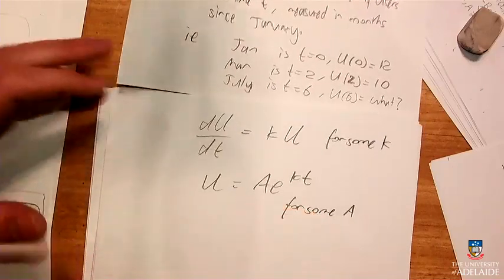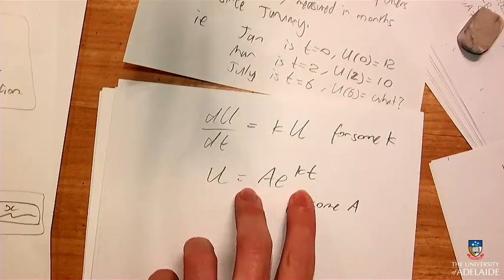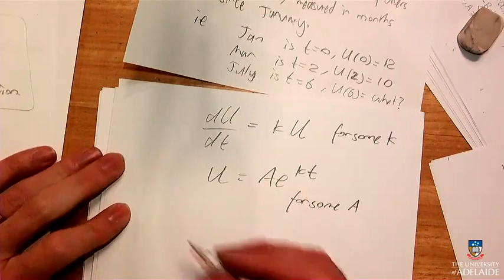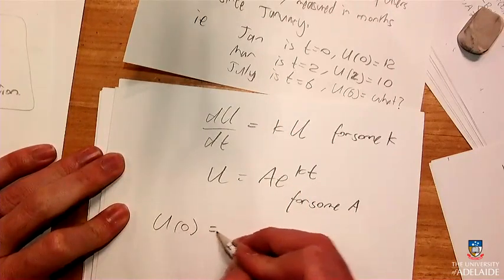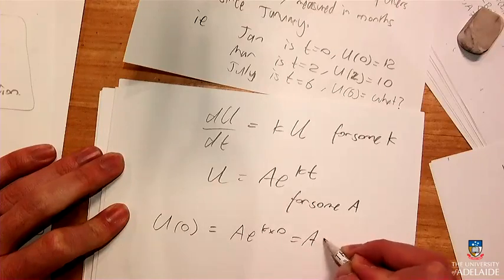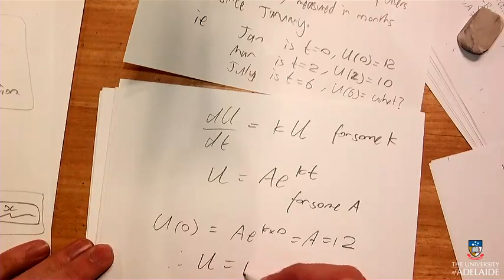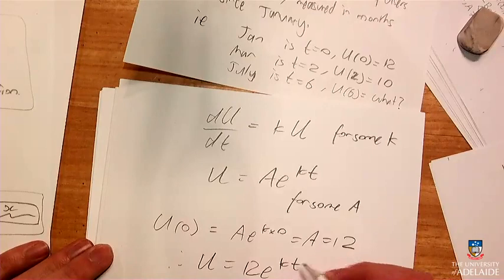So we have 2 pieces of information about the numbers, and so we can use them to figure out two missing letters. We know that U of 0 is A e to the k times 0, which is A, and that's supposed to be 12. So we know what A is. Therefore U is actually 12 e to the kt.